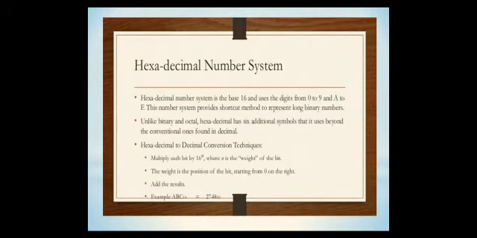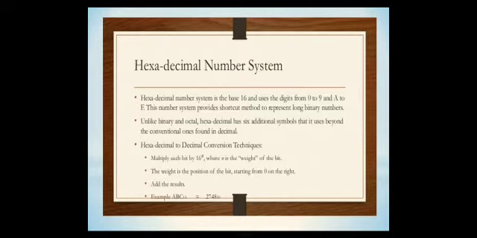Next, the hexadecimal number system: base is 16 and it uses the digits from 0 to 9 and A to F. This number system provides a shortcut method to represent long binary numbers. Unlike binary and octal, hexadecimal has 6 additional symbols beyond the conventional ones found in decimal.